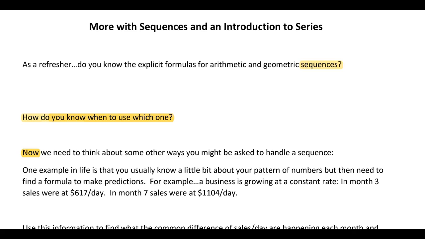Alright, so you should know your explicit formulas for arithmetic and geometric sequences. You should further know that arithmetic goes on a linear path while geometric goes on an exponential path, meaning that their formulas and the way that their sequences climb is growing in these rates. So, how do you know when to use each one? That's basically it. That kind of answers that question.